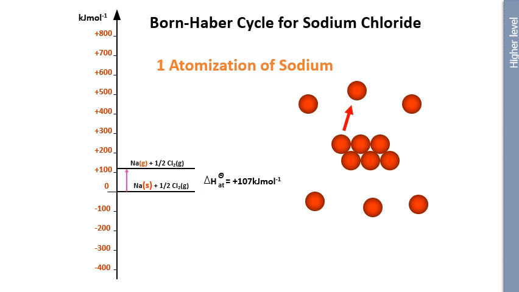So here's the Born-Haber cycle for sodium chloride. The first thing you get is that you have sodium atoms and chlorine atoms, and we want to atomize them. So it goes from having 0 energy to about 107 kilojoules per mole. What we've done is we've moved the sodium into the gaseous phase, from being solid to gas.